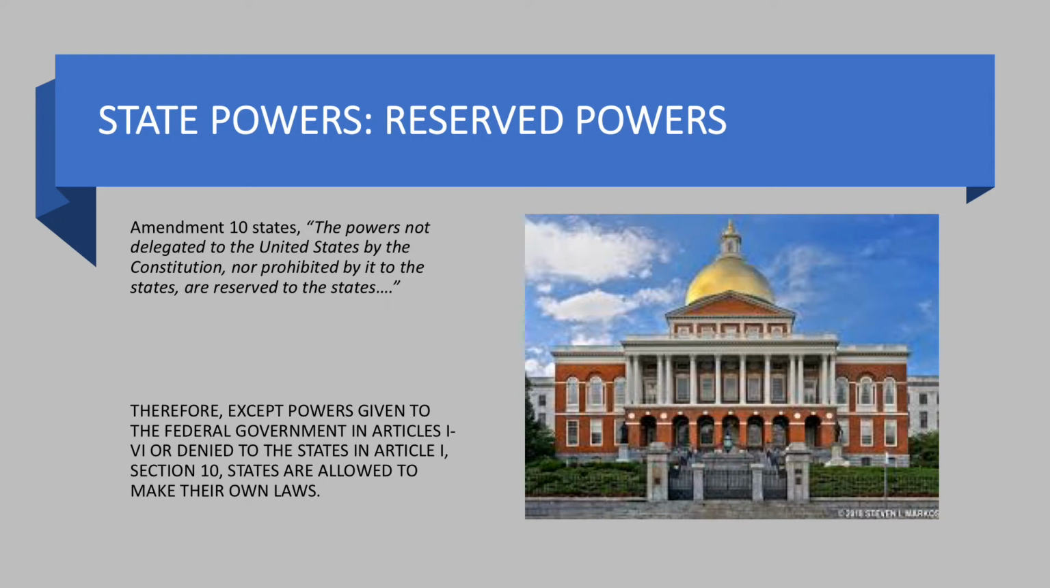Now, state powers are also referred to as reserved powers because Amendment 10 states that the powers not delegated to the United States by the Constitution, nor prohibited by it to the states, are reserved to the states. Therefore, except powers that are expressly given to the federal government in Articles 1 through 6, or denied to the states in Article 1, Section 10, states are allowed to make whatever other laws suit them. And we know that Patrick Henry would be thrilled about this, to think that states retained a fair amount of power.